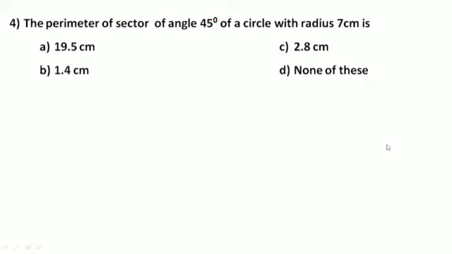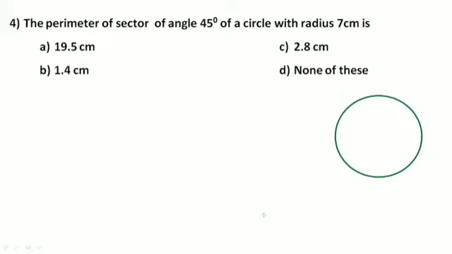The perimeter of a sector of angle 45 degrees of a circle with radius 7 centimeter is dash. It's a very simple problem, children. We need to find the perimeter of the sector. We know very well about the sector, children.